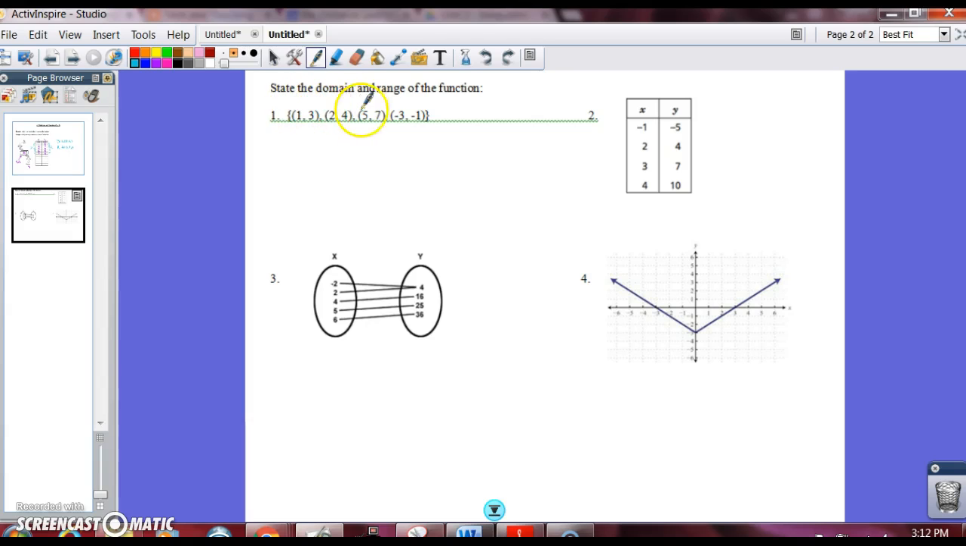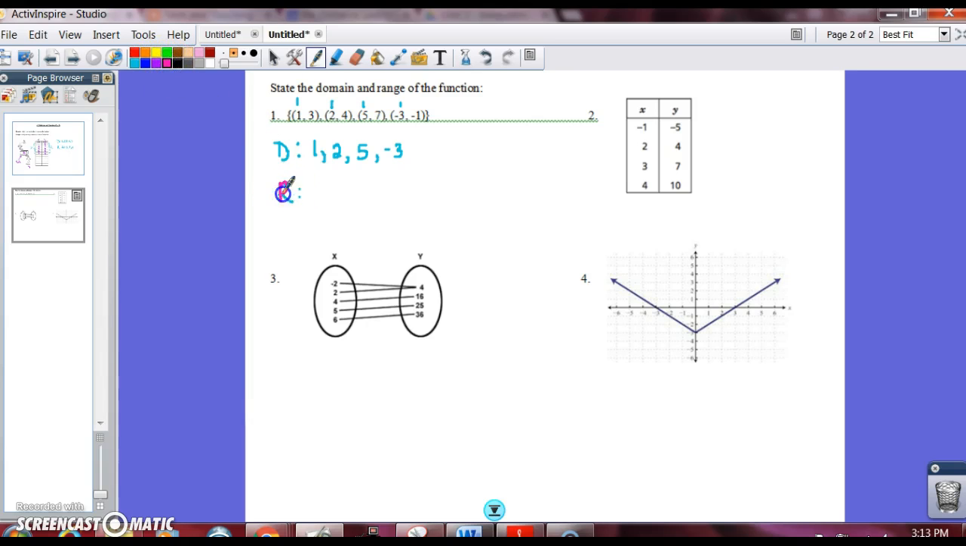If you notice, there are no repeating x values. So if I want you to state the domain and range, all you're going to do is like we just did. Remember, your domain are all of your x values. So my x values, I've got 1, I have 2, I have 5, and I have -3. Remember, your x's are the first coordinate, so that one, that one, that one, and that one. My range values, I'll change colors here.